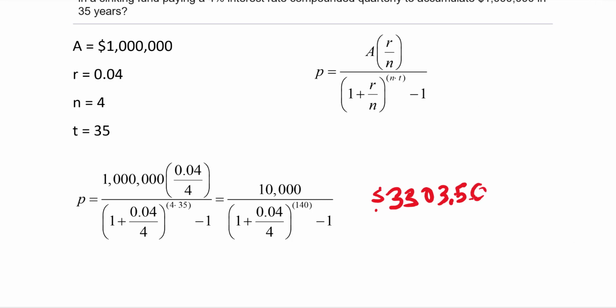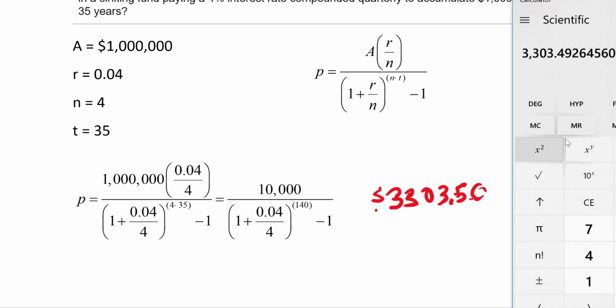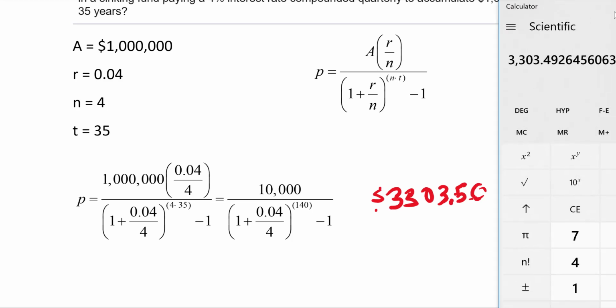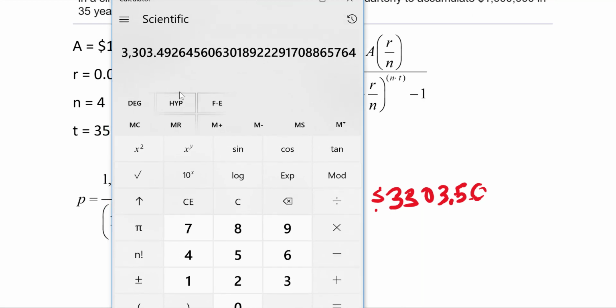Let me pull that calculator up and make sure it's clear why I said that. In the calculator, when we did the calculations, we actually came up with a calculated value of 3303.49, but you're always going to round up, so it rounds up to 0.5.